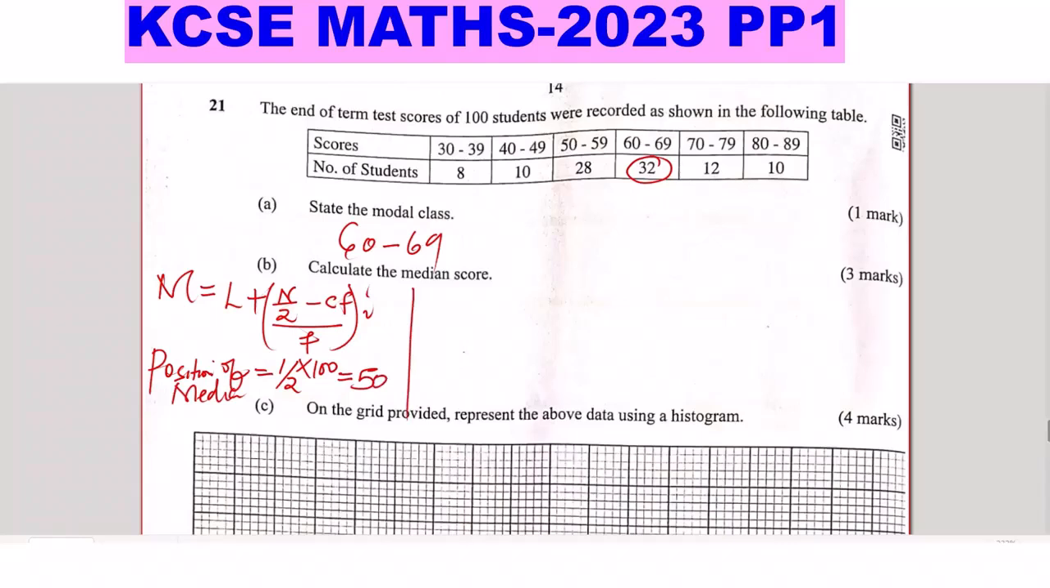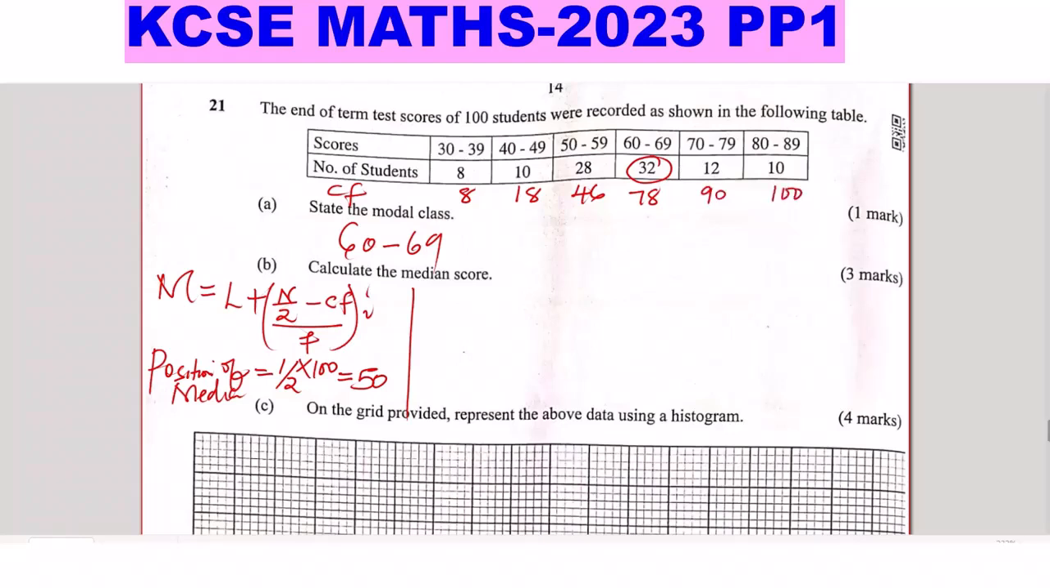To find the 50th position, we need the cumulative frequency from this table, and this is how we get it. This will help us identify where 50 is. So 8 plus 10 will be 18. 18 plus 28 will give 46. 46 plus 32 will give 78. 78 plus 12 will give 90. Then 90 plus 10 will give 100.